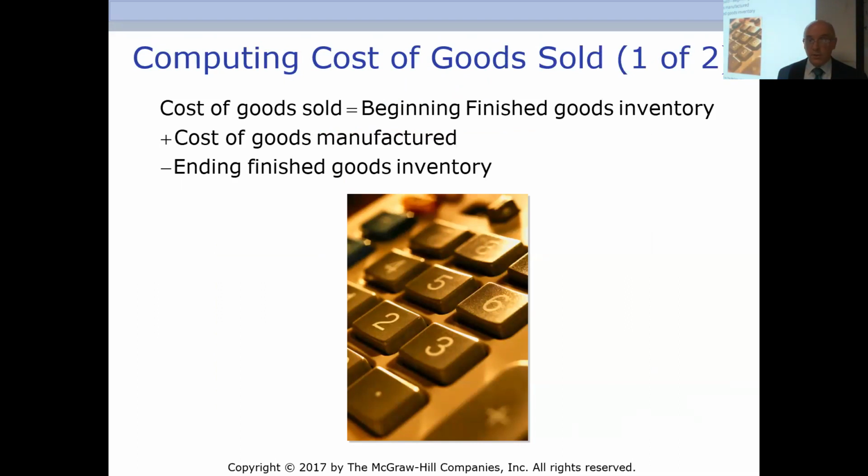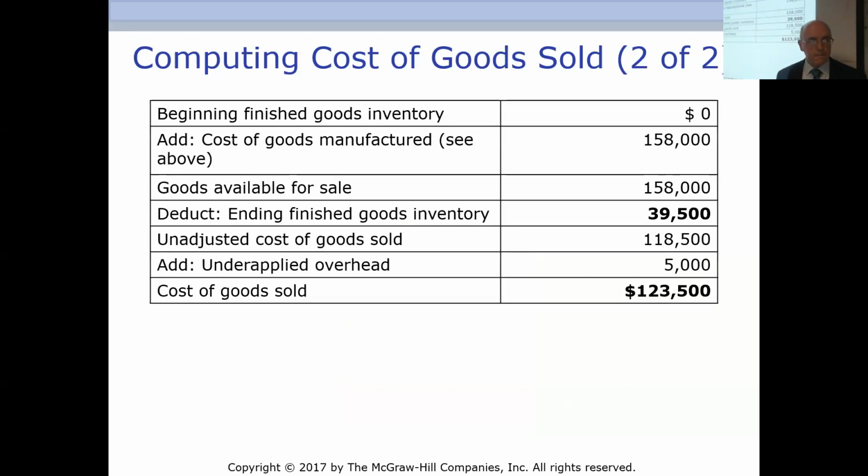So the cost of goods sold equals the beginning finished goods inventory plus the cost of goods manufactured, which we just computed, minus the ending finished goods inventory. So again, the only difference between cost of goods manufactured and cost of goods sold is the finished goods inventory. You add the beginning balance, subtract the ending balance. So we didn't have any beginning finished goods inventory in this example. So then you add the cost of goods manufactured, which we computed before.